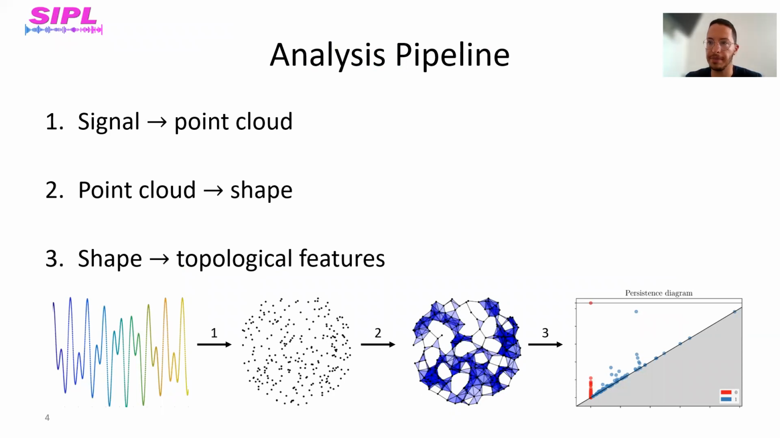First, we are taking a sampled signal and turning it into a point cloud. On that point cloud, we want to build a shape and analyze its cycles. Then we'll summarize this information in a persistent diagram and extract our topological features from that diagram.